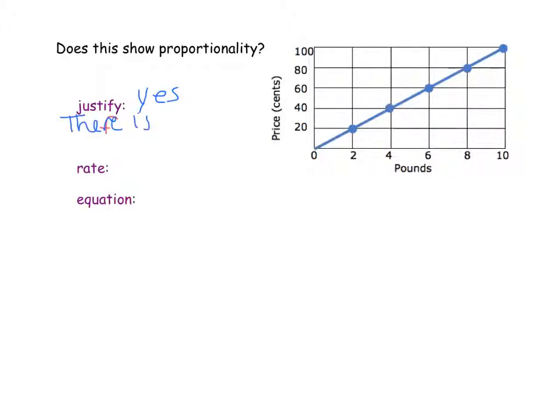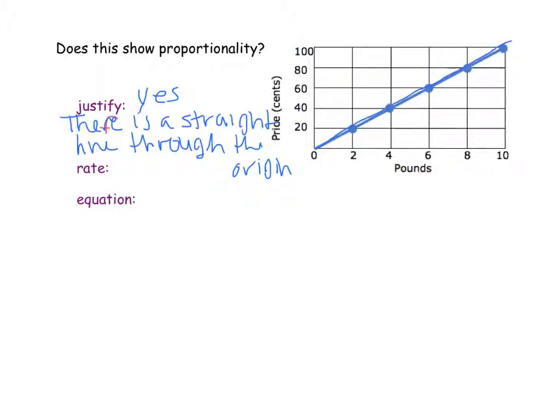there is a straight line through the origin. So that's what you're looking for in graphs. It's really easy. If it's a straight line and it has that 0, 0 relationship, so it goes through the origin, then yes, it is proportional. That simple.